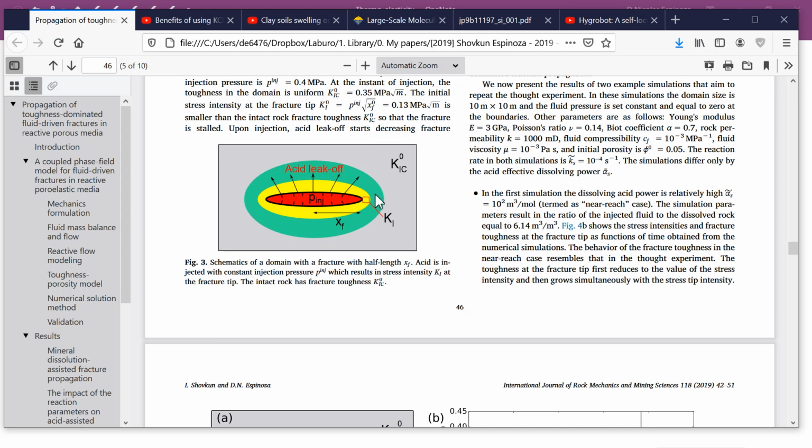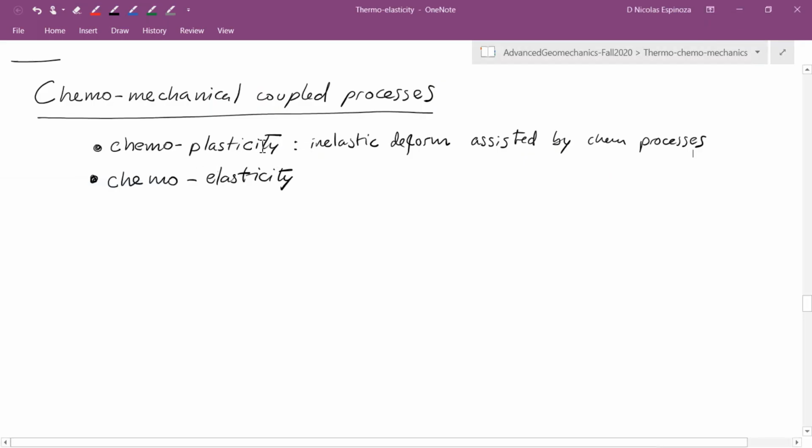So basically the idea here is that the acid leak-off decreases the strength of the rock, and that helps the fracture to propagate. And of course, this is an inelastic process and goes into the category of chemoplasticity. We'll not talk in detail about this type of problem because plasticity is something that we're going to see in later videos. So in this talk, we'll just talk about chemo-elasticity, in which we have recoverable strains. And the extension to what we have seen so far is more or less straightforward.